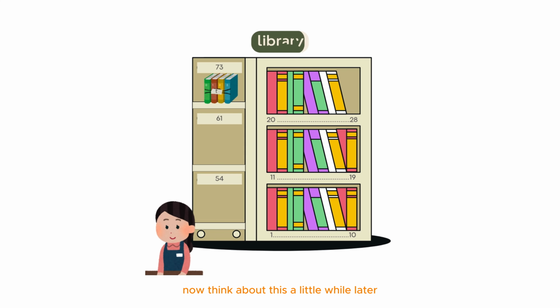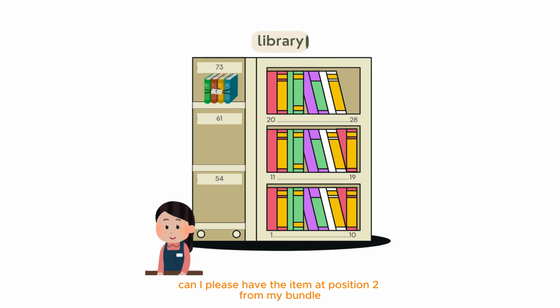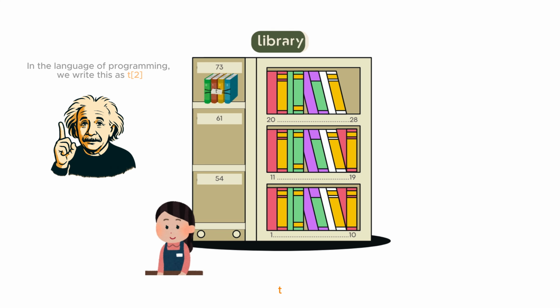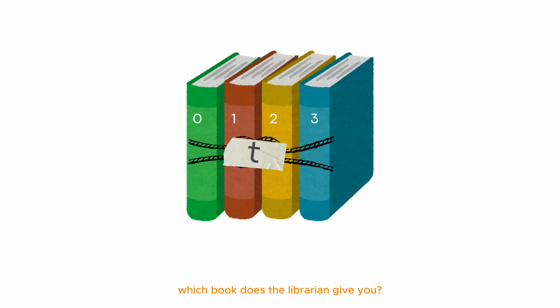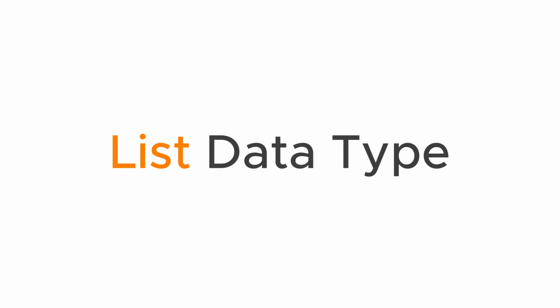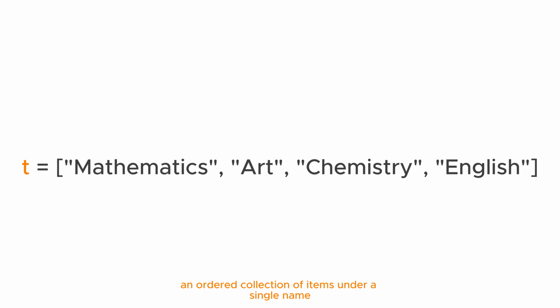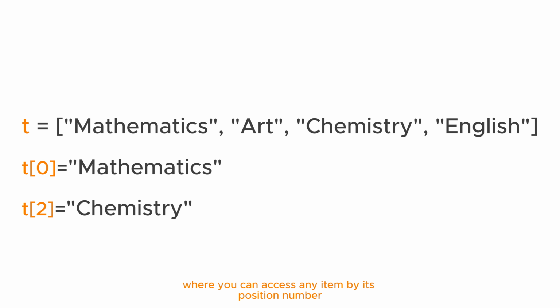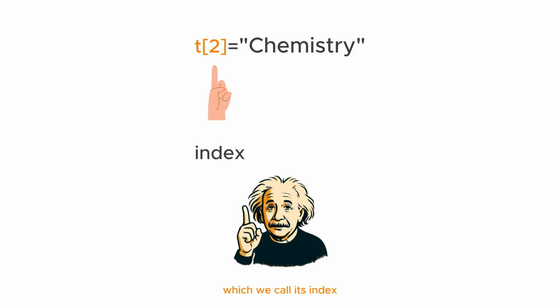Now think about this. A little while later, you go back to the librarian and ask, "Can I please have the item at position 2 from my bundle T?" Which book does the librarian give you? Of course, they will go to your bundle, find the 3rd book, and hand you the yellow book, Chemistry. This is the entire essence of a list, an ordered collection of items under a single name, where you can access any item by its position number, which we call its index.